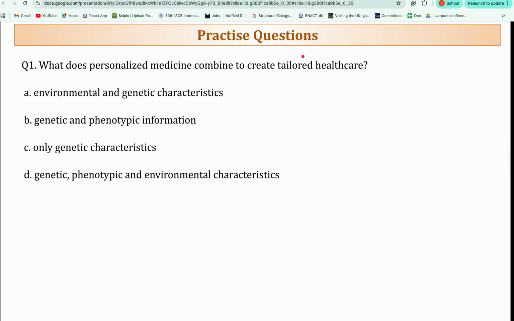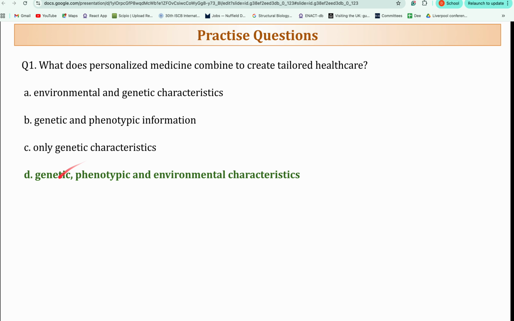So the first question is, what does personalized medicine combine to create the tailored healthcare? So option A is environmental and genetic characteristics. Option B, genetic and phenotypic information. Option C is only genetic characteristics. And option D is genetic, phenotypic, and environmental characteristics. So you need to mention what does this personalized medicine combine?